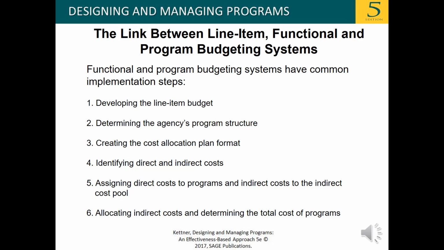Functional and program budgeting systems have common implementation steps. 1, developing the line item budget. 2, determining the agency's program structure. 3, creating the cost allocation plan format. 4, identifying direct and indirect cost. 5, assigning direct cost to programs and indirect cost to the indirect cost pool. 6, allocating indirect cost and determining the total cost of programs.